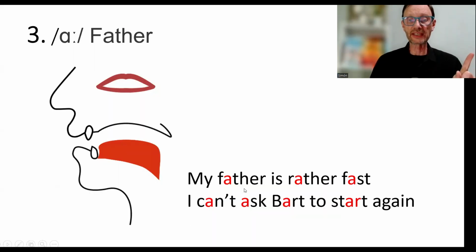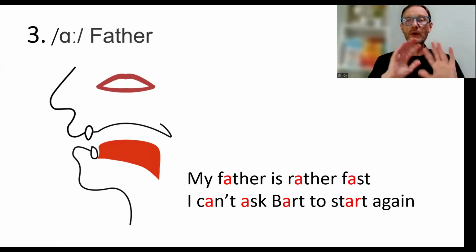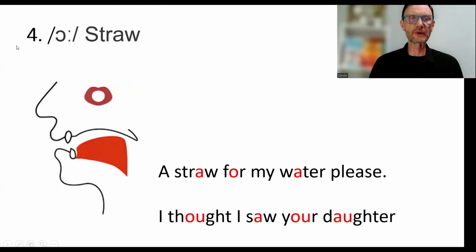So what this sounds like is, my father is rather fast, or I can't ask Bart to start again. So this distinguishes it from practically every other accent. Very important. The next one is or. Notice my rounded lips, or. The tongue goes up a little bit more, or.